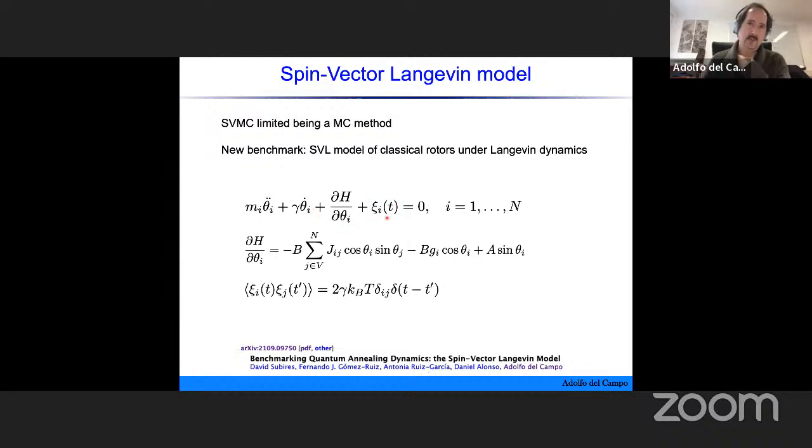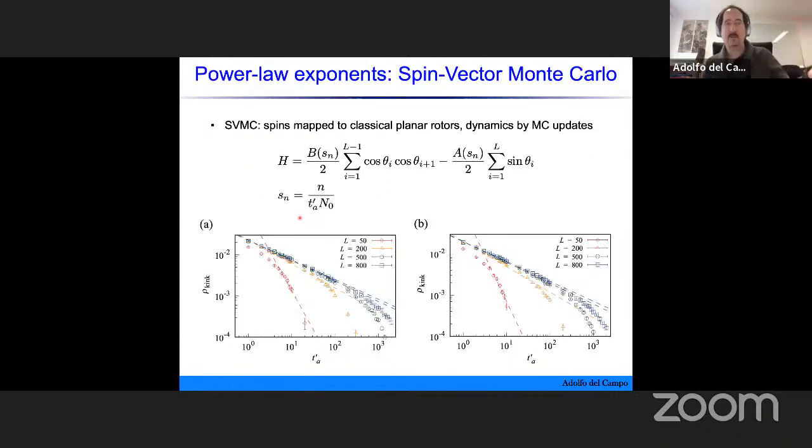So this has lots of advantages with respect to the spin vector Monte Carlo model. By construction, it is expected to fulfill fluctuation-dissipation theorems. So it's a nice model that thermalizes to a given temperature, but very importantly, it introduces a tunable dissipation scale, a dissipation strength gamma, that has the potential to actually tune the power law exponent. Essentially, what I can say is that the standard benchmark used in the community is just too restrictive.